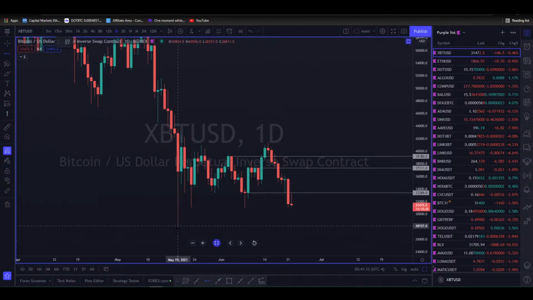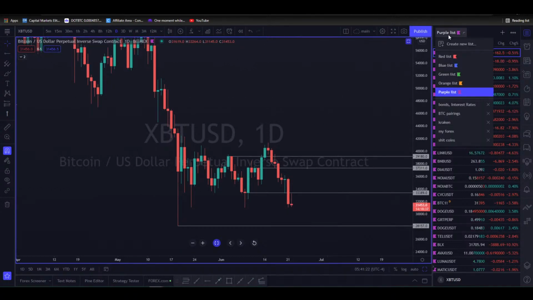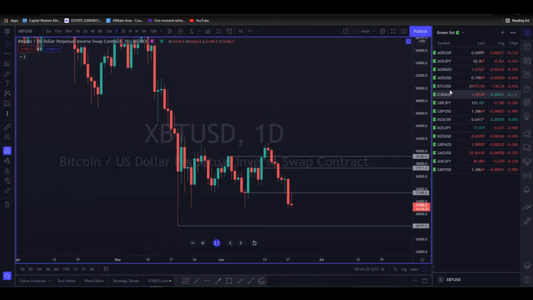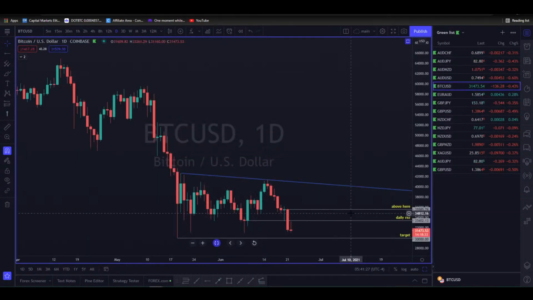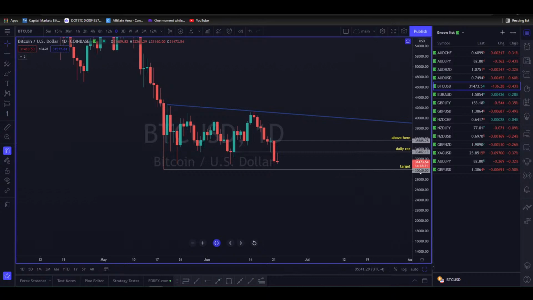So it does look like Bitcoin is pushing lower to take out that 28,157 level. Now, this is on Kraken's data feed. 28,157 is the low. If I go over here to Coinbase, you will see that that low is exactly 30K. There it is right there. Exactly 30K. Someone asked this yesterday in the Discord.